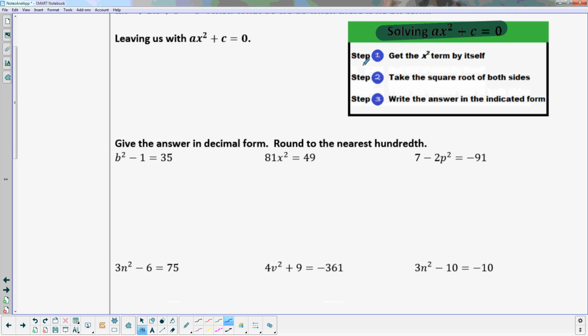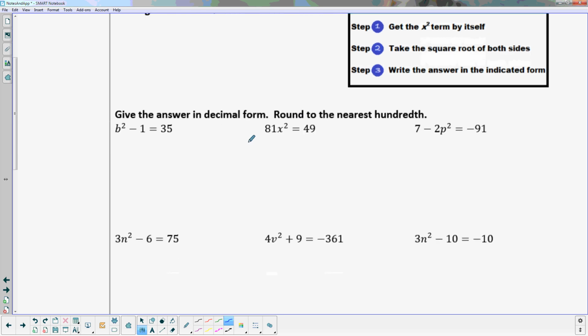The steps remain the same. I want to get the x squared term by itself, so I want just x squared equals something. To get rid of the squared, I want to take the square root of both sides and write the answer. All these are going to be in decimal form. There is another way that you could answer these, but regardless, I want to treat this variable squared as its own variable, and I just want to get that by itself.